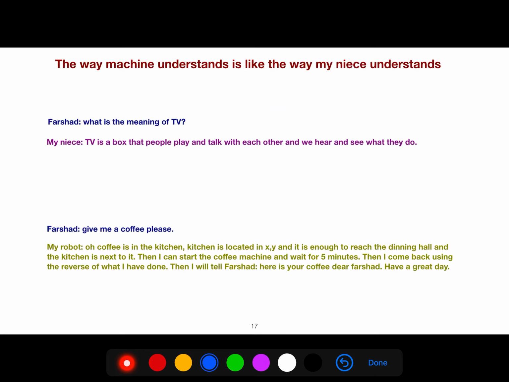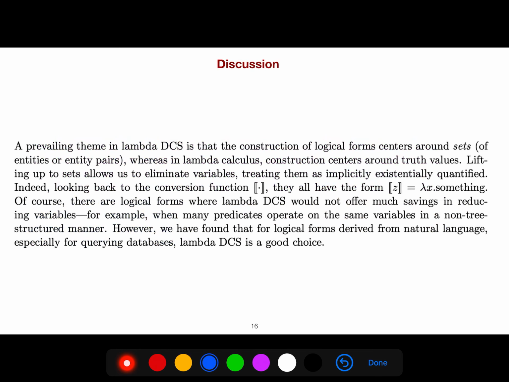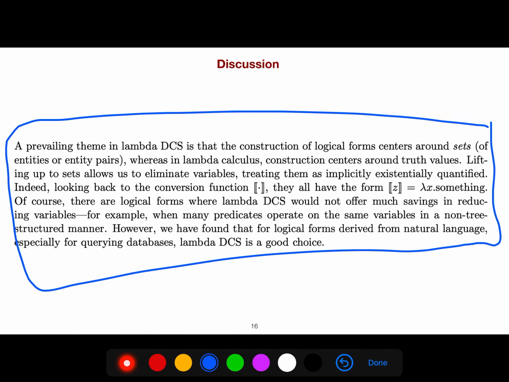And finally, I should say, a prevailing theme in Lambda DCS. This is the discussion part of this paper, this paragraph. A prevailing theme in Lambda DCS is that the construction of logical forms centers around sets. Sets are important in set theory in mathematics. But Lambda calculus constructions around truth values. So lifting up to sets allows us to eliminate variables, treating them as implicitly consistently quantified.